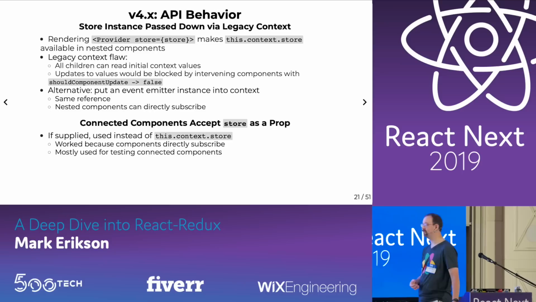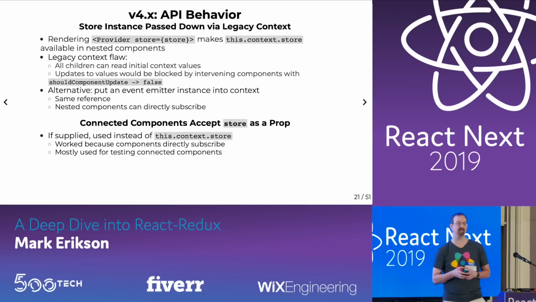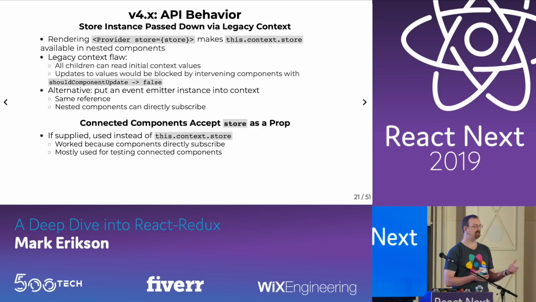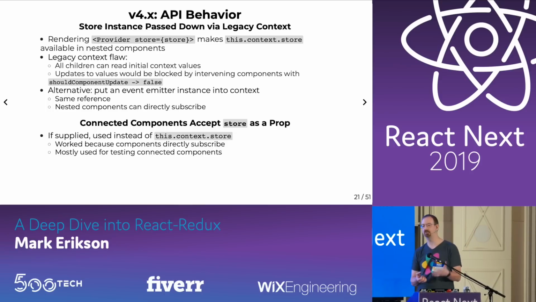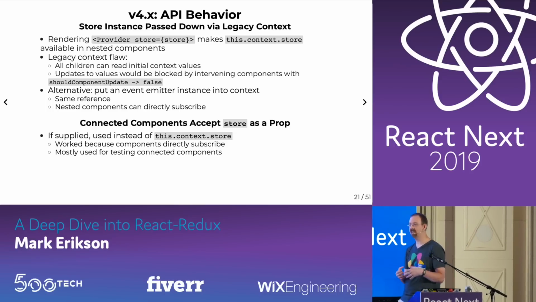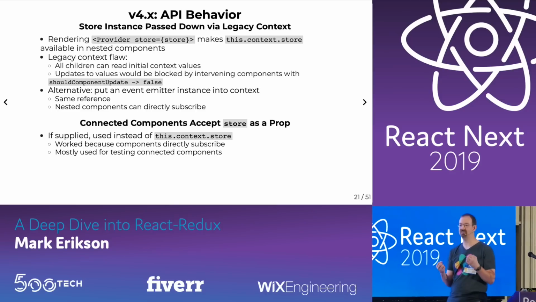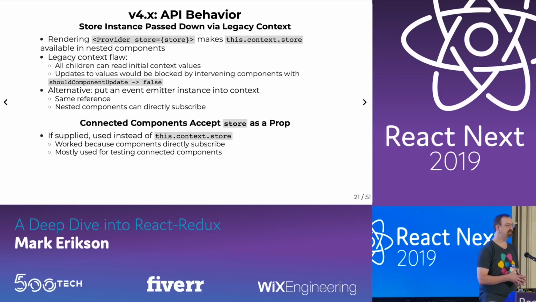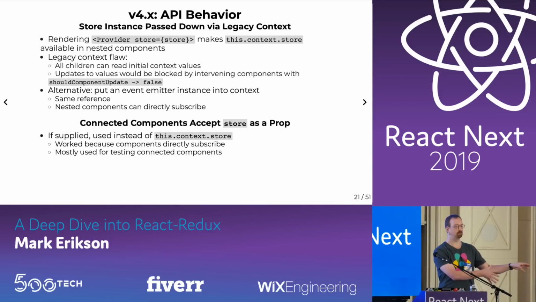Another key point is that in version 4, the store instance was passed down via React's legacy context API. And now the context API makes data available to deeply nested components, but it actually had a flaw. It would not properly update changes to values. But if you put some kind of an event emitter into the context, nested components could subscribe and they would receive updates, because that one emitter reference wasn't changing.